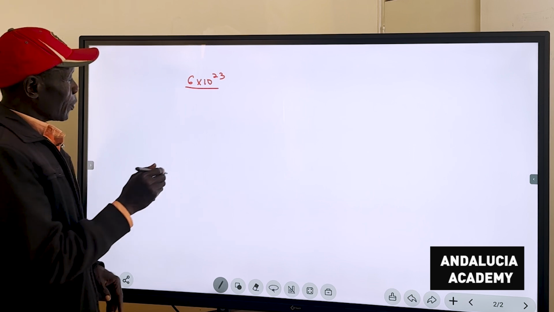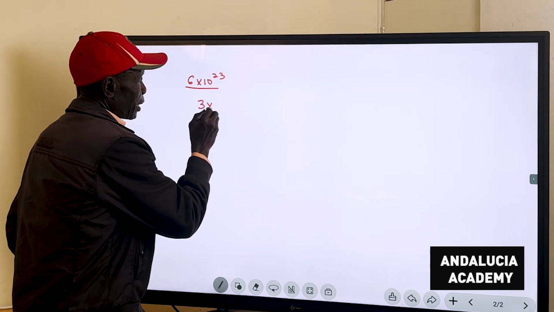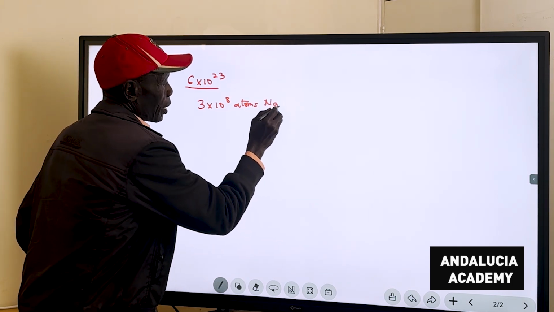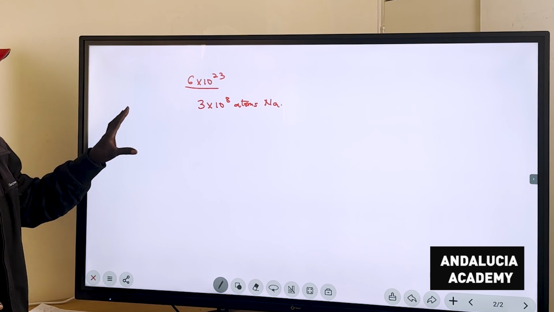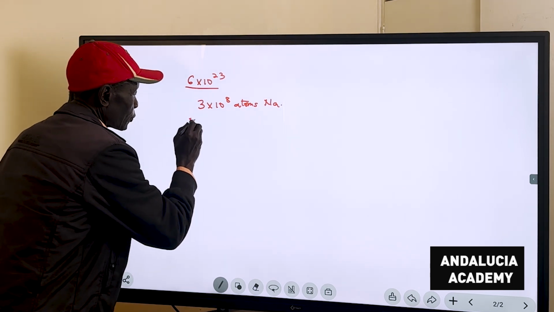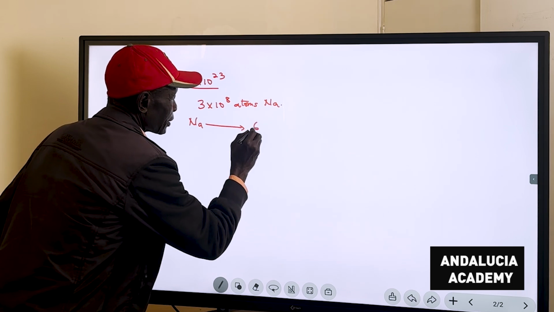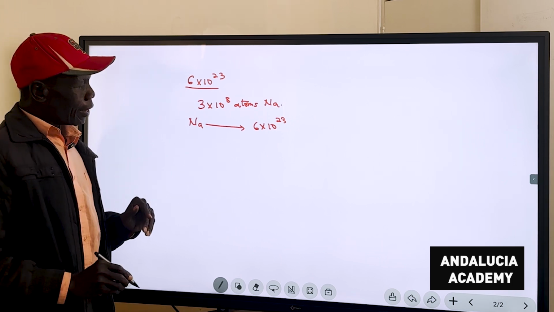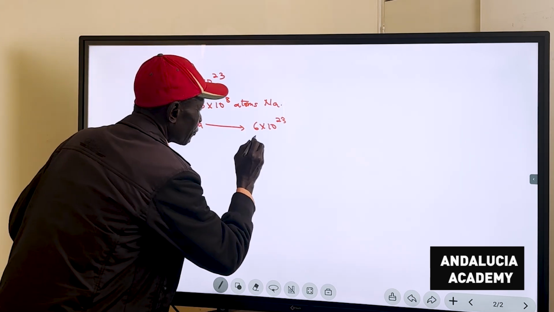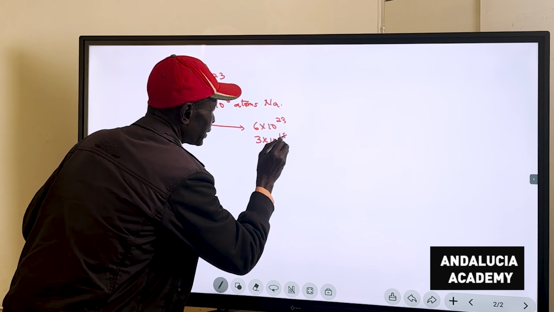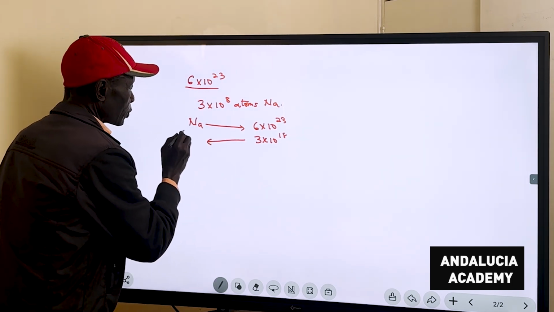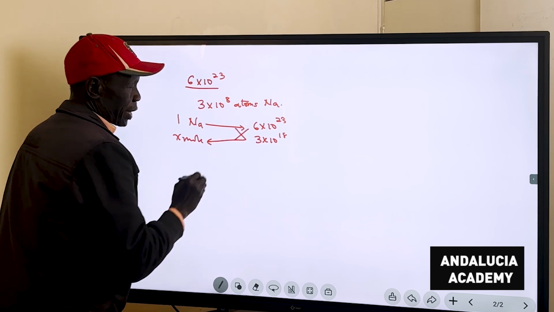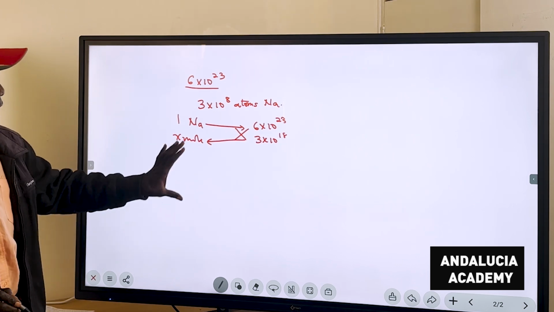So you are given, for example, 3 times 10 to the power 18 atoms of sodium. How many moles are there? It's quite simple. You say, if I had 1 mole of atoms of sodium, there will be 6 times 10 to the power 23 atoms. But now I have this one. It could be more, it could be less. So I have now 3 times 10 to the power 18 atoms. How many moles are those? This is 1 mole. So I have X moles. You cross multiply.